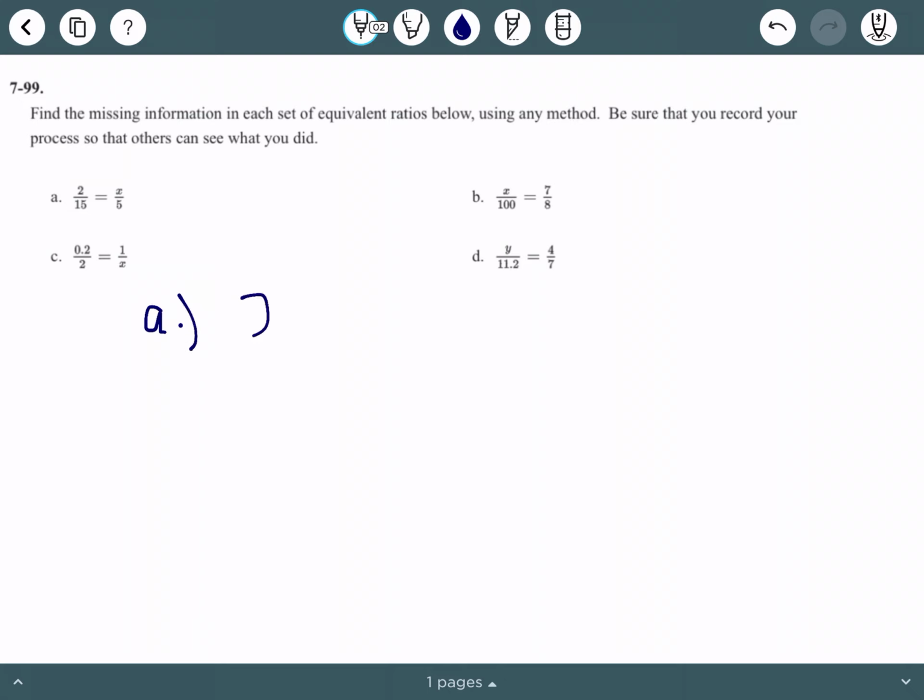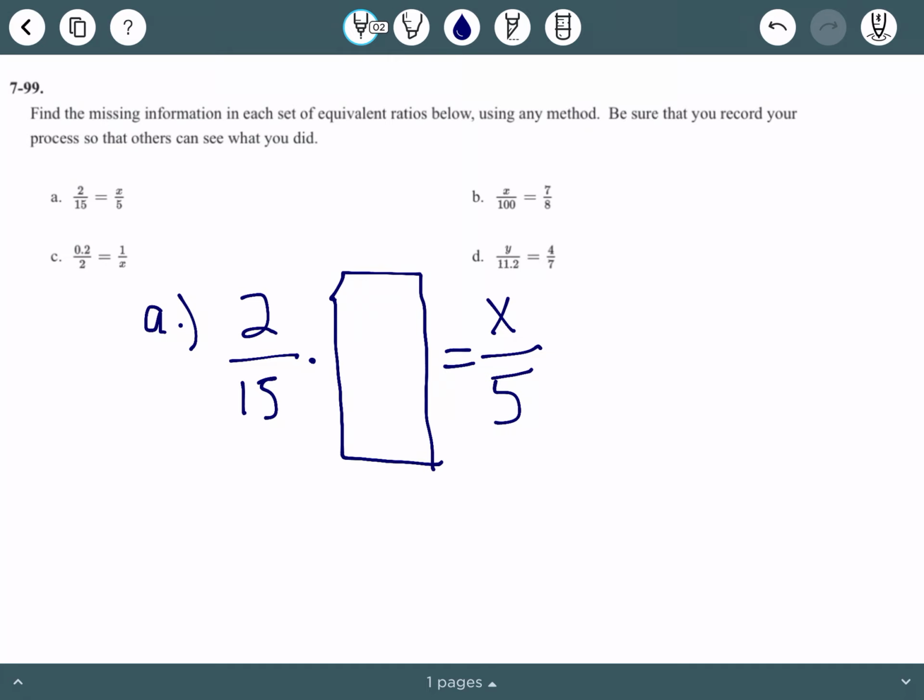Okay, part A. I'm just going to recopy down here so I have enough room to write. We have 2/15 is equal to x over 5. Now what I'm going to do to solve this is use the giant 1. I think different methods can be more or less effective in different situations, and in this case I'm going to use the giant 1. So it equals x over 5.